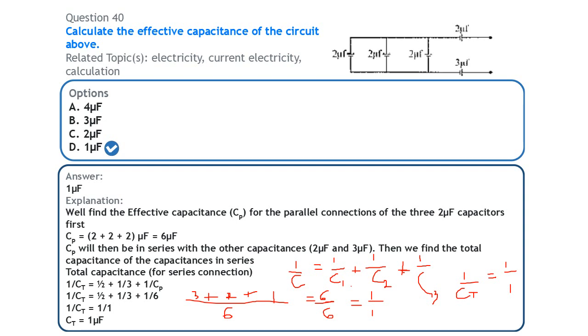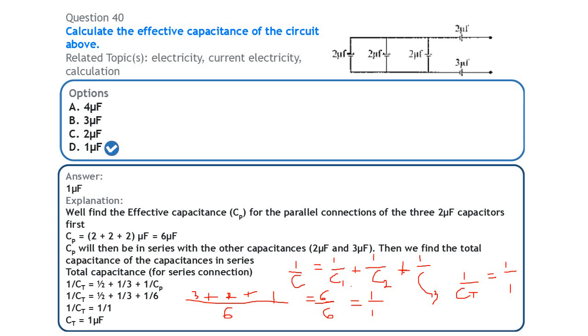So how do you find the total capacitance? If you have 3 capacitors, let's say C1, C2, and C3 that are connected in series, then we say that the total capacitance is 1 over C is equal to 1 over C1 plus 1 over C2, plus 1 over C3. That's what we're going to have.